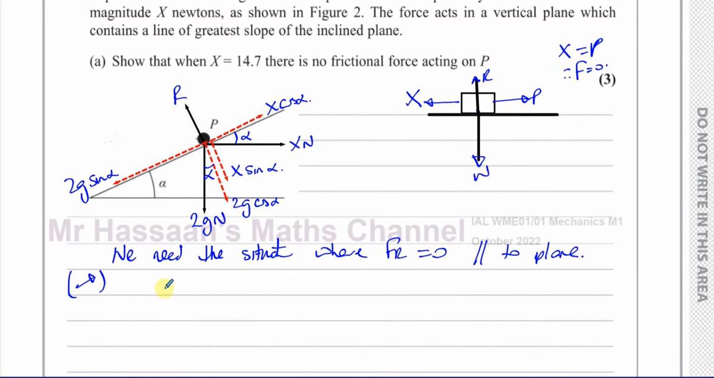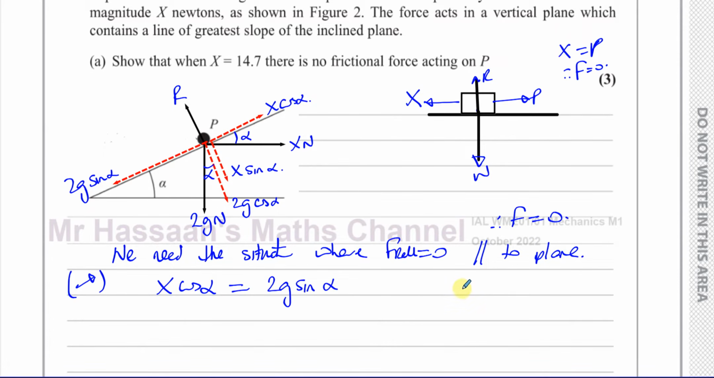It doesn't matter which way we take as positive. I've just taken up as positive. We'll say x times cosine alpha must be equal to 2g sine alpha, for us to have this situation where the friction is 0. So we need the situation where the resultant force is equal to 0, parallel to the plane. Therefore the friction is going to be 0. This is the resultant force, and that's friction.